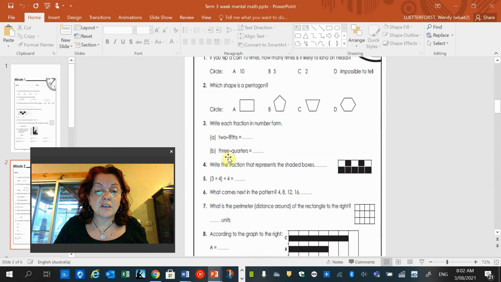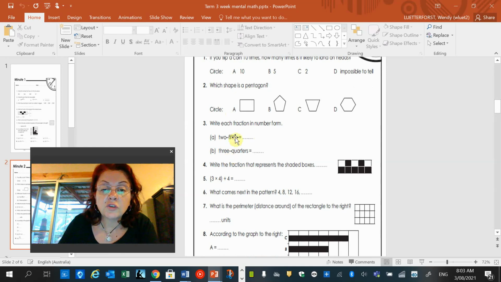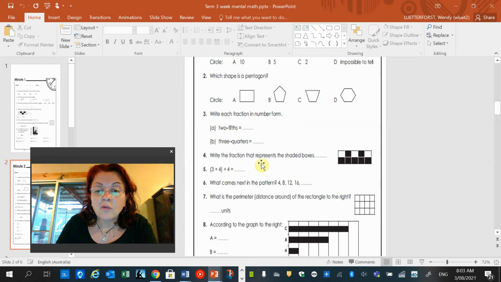Write each fraction in number form. 2/5. Now, the number that you hear first goes on the top. So 2/5 is 2/5. 3/4, 3/4. Write the fraction that represents the shaded boxes. You guys know that one.